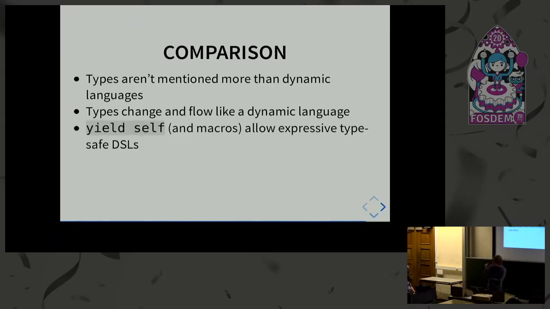I haven't covered yield self, but if you look in the documentation, it's a very nice way to allow expressive type-safe DSLs in Crystal, which is something I think Crystal excels at. We have nil safety. Everything is checked. You will never have a null pointer exception like in Java. You will never have one of those again if you use Crystal. You have memory safety as well. There will never be any seg faults in Crystal unless you use unsafe code.